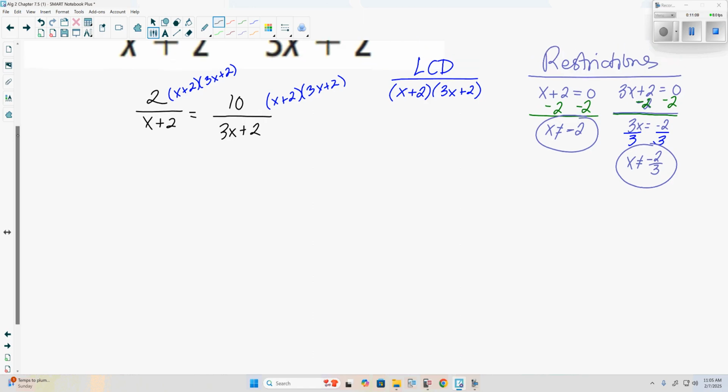And as we saw with the last one, on the left-hand side, the x plus 2 and x plus 2 are going to cancel out, leaving us with 2 times 3x plus 2 is equal to. On the right-hand side, the 3x plus 2 and 3x plus 2 will cancel, leaving 10 times x plus 2.